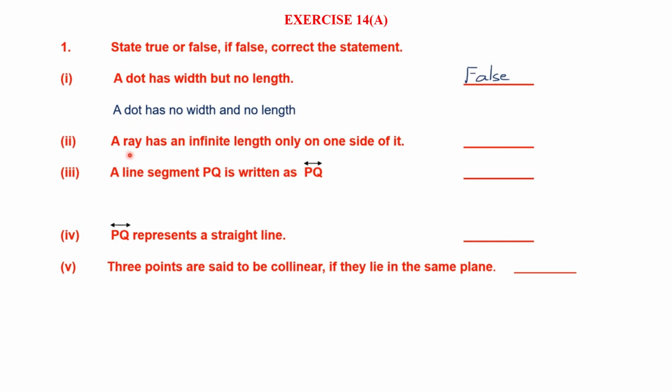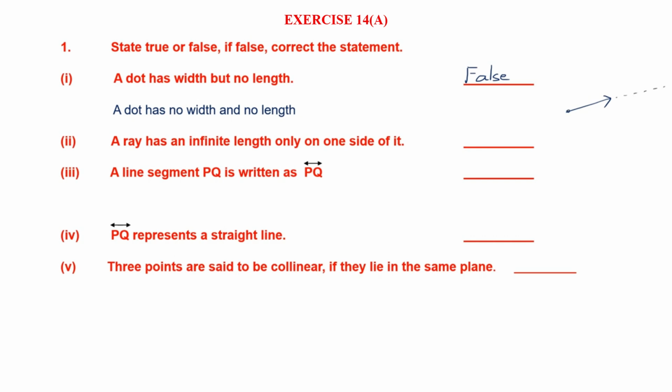Next one. A ray has infinite length only on one side of it. You know what a ray looks like, isn't it? It'll look like this and there is an arrowhead there. So what does that arrowhead indicate? It indicates that that side of the ray goes on continuously, whereas the other end has a fixed point.